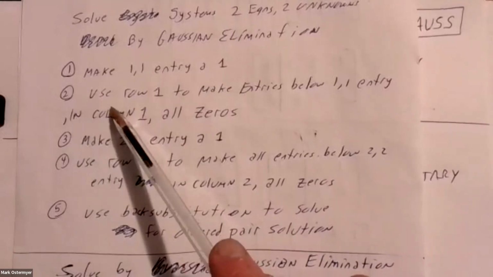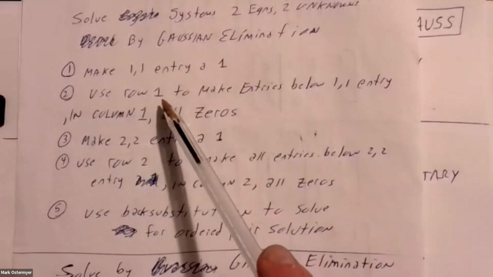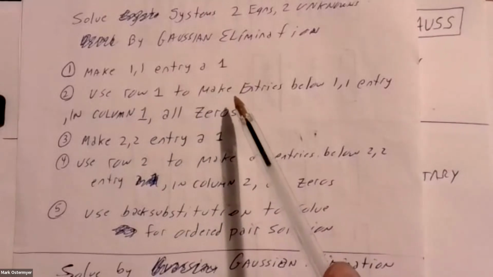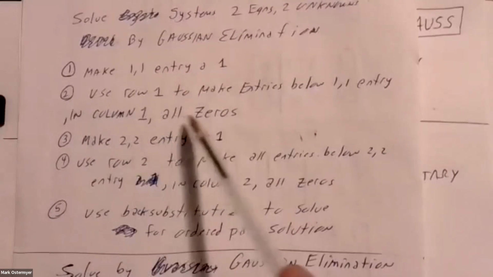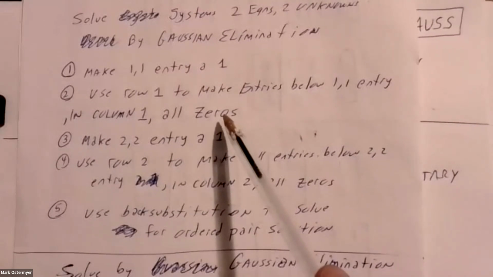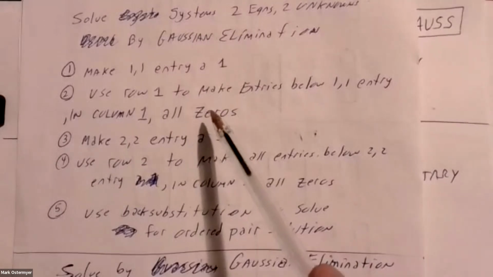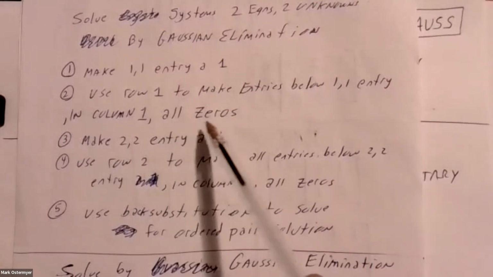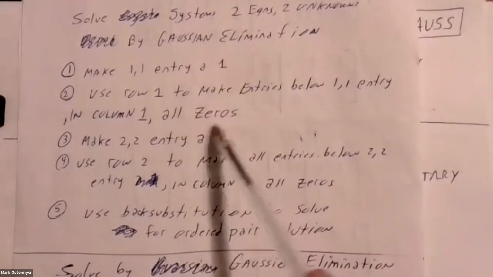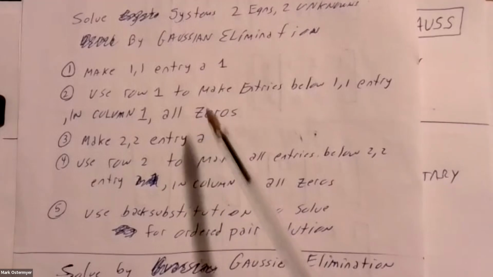Number 2, the second step is once we make the 1-1 entry a 1, we are going to use row 1 then to make all the entries below the 1-1 entry in column 1 become all zeros. So once we make the 1-1 entry become a 1, we're going to have to clear out the rest of column 1. I like to say clear out the rest of column 1 below the 1-1 entry. We have to make all the entries in column 1 below the 1-1 entry become zeros. And to do that, we have to use an elementary row operation.